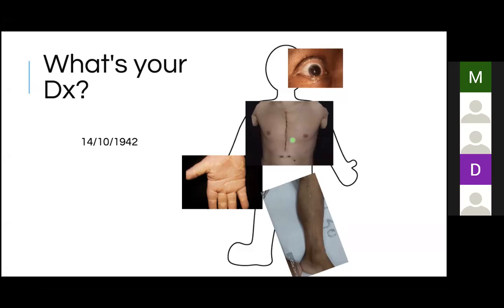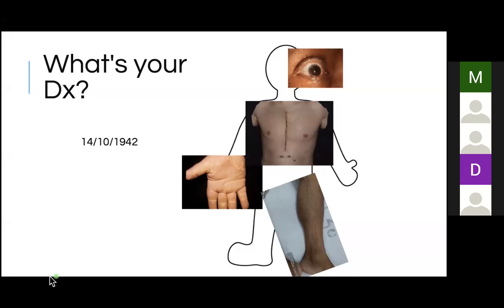That's the hand sign. This is a median sternotomy scar. So they've obviously had a CABG. And then the vein harvesting here, and this is arcus senilis. So arcus senilis can happen in elderly patients, but also in patients with high cholesterol.